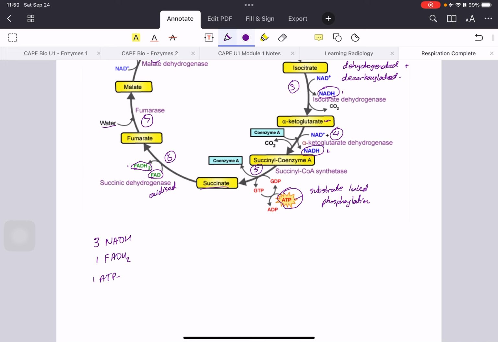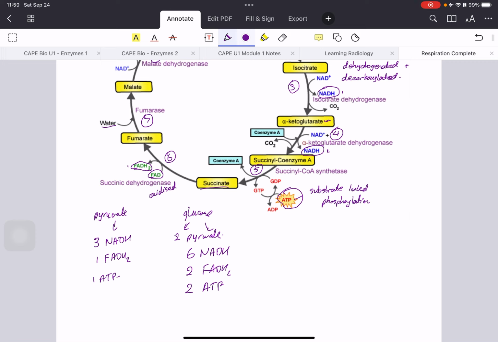Now this is per pyruvate, right? Every pyruvate molecule produces these 3 things. However, per glucose, remember, glucose makes 2 pyruvate, right? So per glucose molecule, we will have 6 NADHs, 2 FADH2, and 2 ATP molecules, right? So all these are produced in the Krebs cycle for 1 glucose molecule.